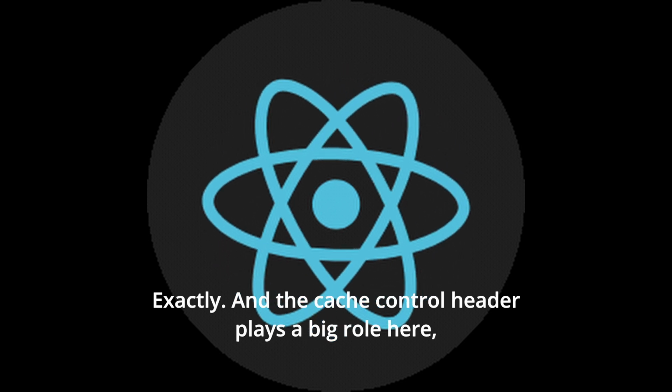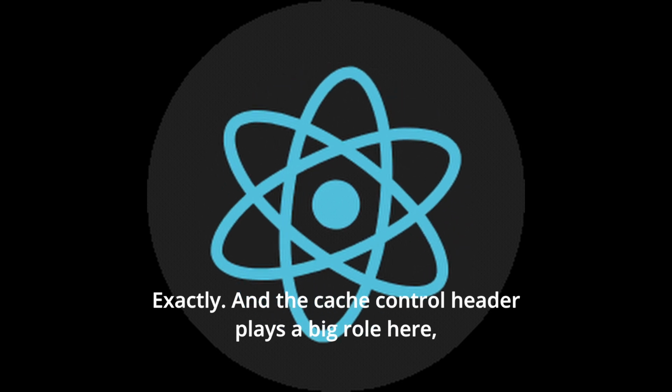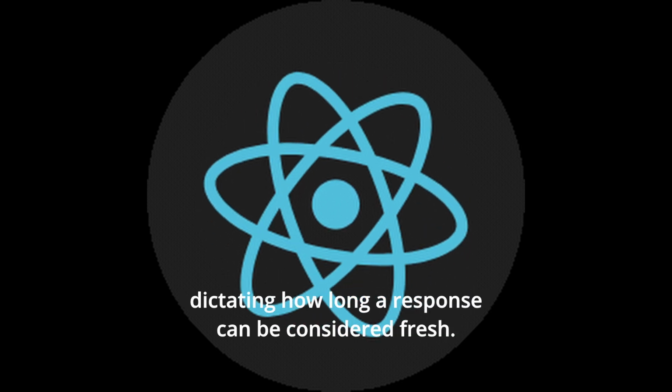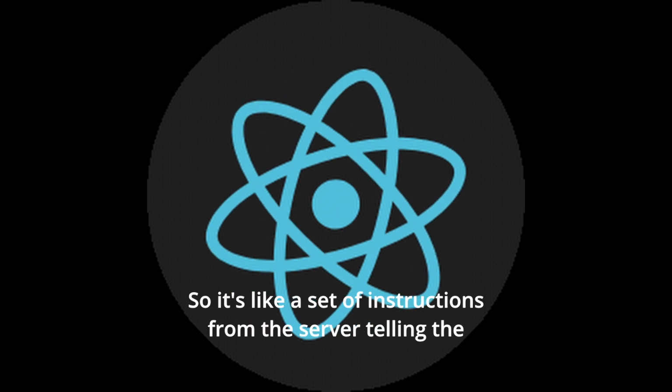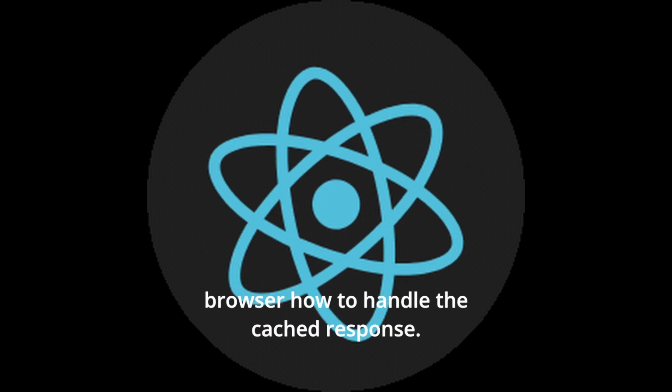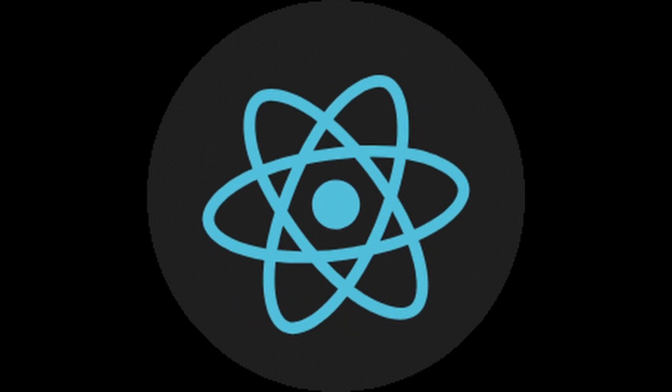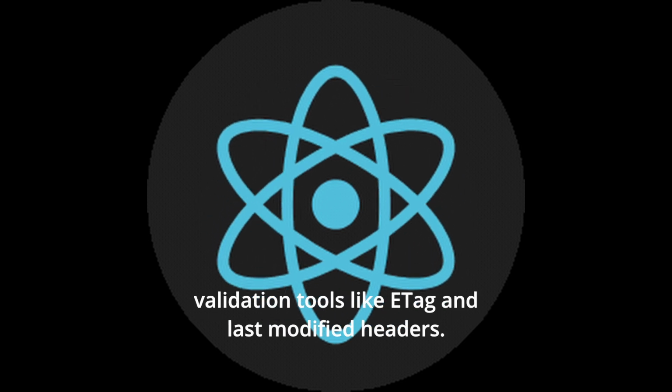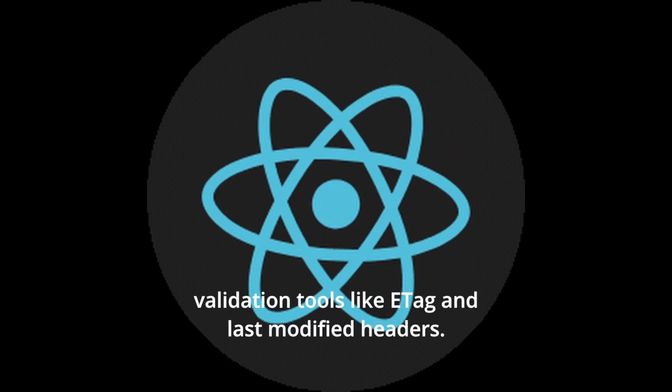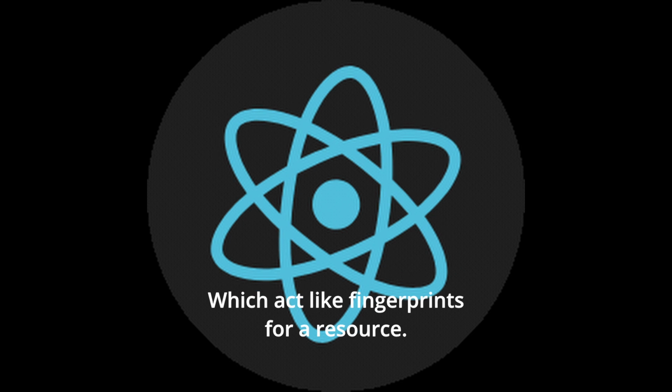Exactly. And the Cache-Control header plays a big role here, dictating how long a response can be considered fresh. So it's like a set of instructions from the server telling the browser how to handle the cached response. Precisely. And then we have these validation tools like ETag and Last-Modified headers, which act like fingerprints for a resource.